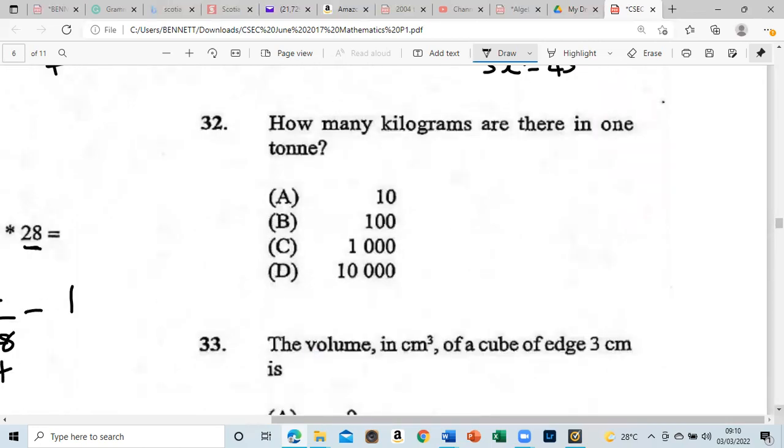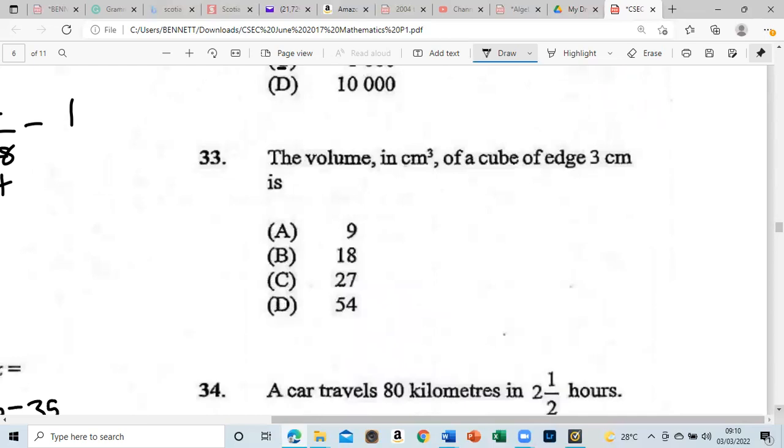How many kilograms are in 1 ton? That's 1,000. Right? The volume in cm cubed of a cube of 3 centimeters, so that's 3 times 3 times 3. So that's 27 cm cubed. Alright, so 33 is C.